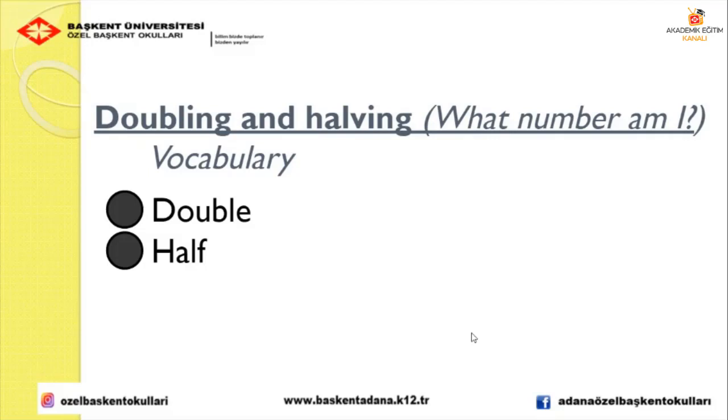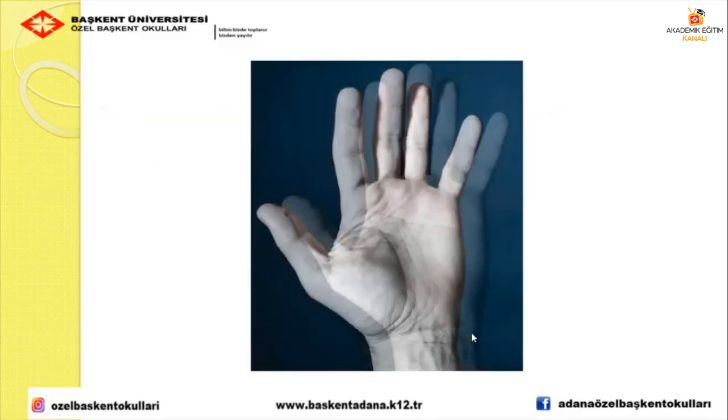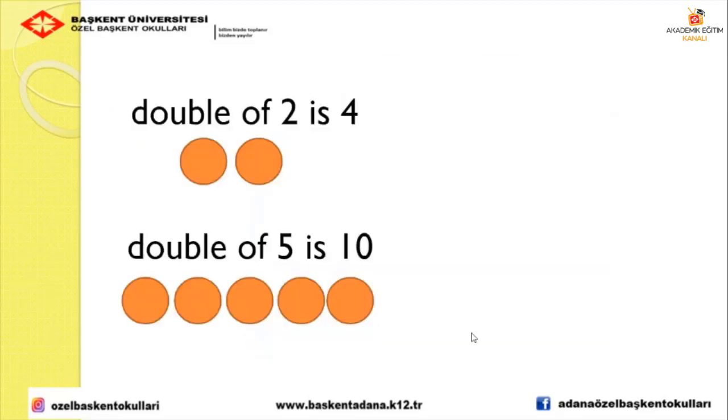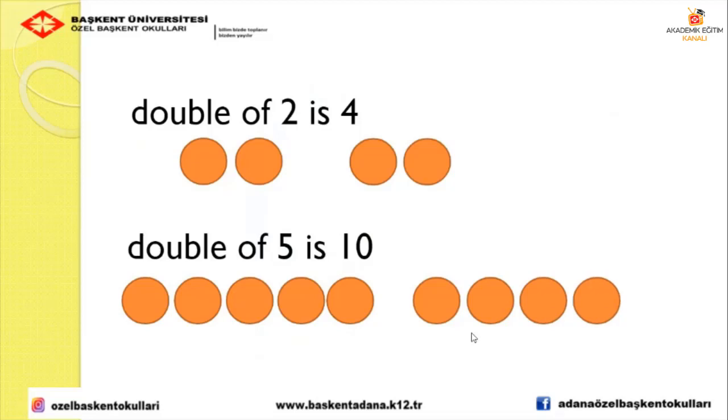Doubling and halving. In this topic, the words you need to remember are double and half. Ooh, I see double. There are 2 hands there. Doubling means to count twice. So double of 2 is 4, and double of 5, it's 10. 1, 2, 3, 4, and 5.